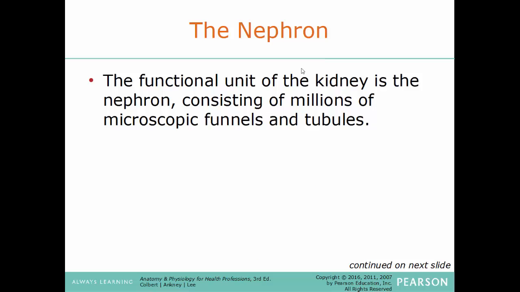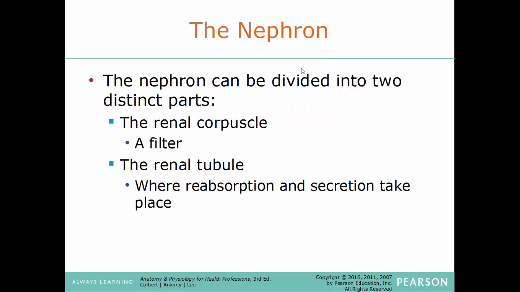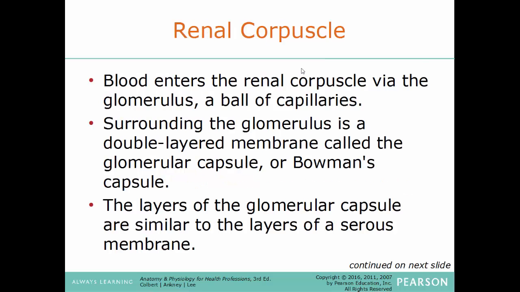Alright, now we'll talk about the nephron, the main functional unit of the kidney. And each kidney has approximately 1 million nephrons. Nephron can be divided into two distinct parts. The renal corpuscle, which is the filter part of the unit, then the renal tubule, where reabsorption and secretion take place. We'll talk about the renal corpuscle first.